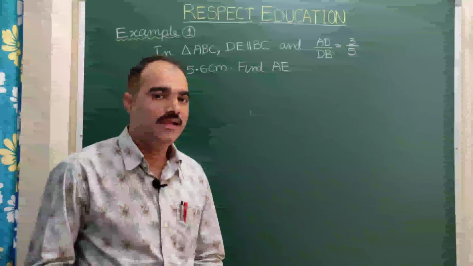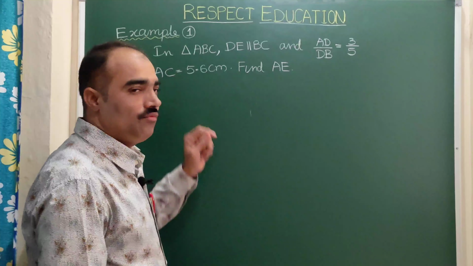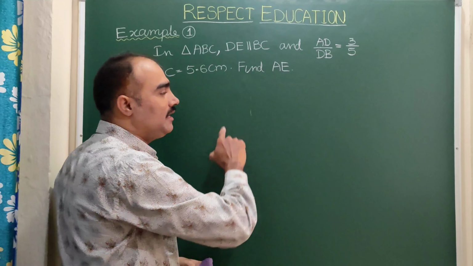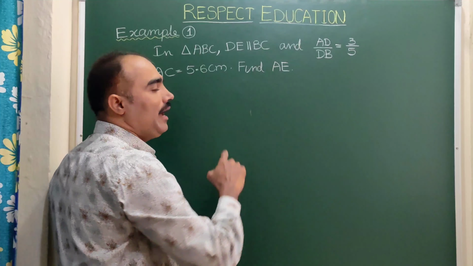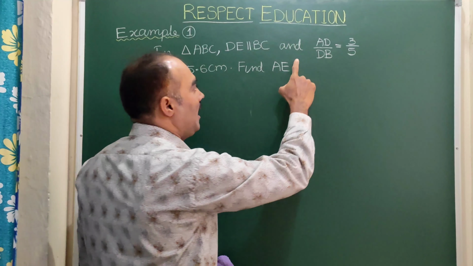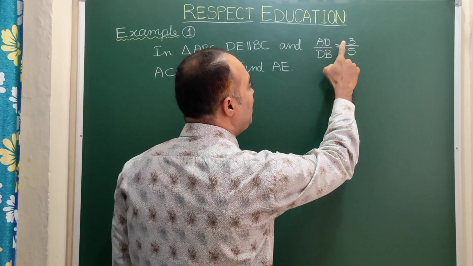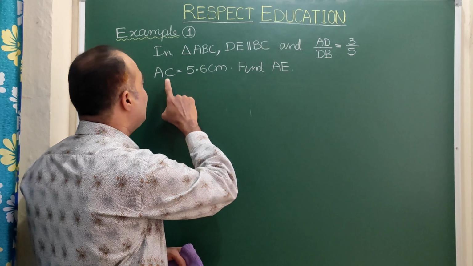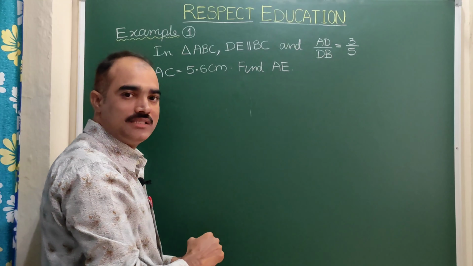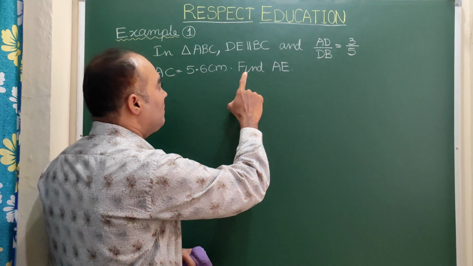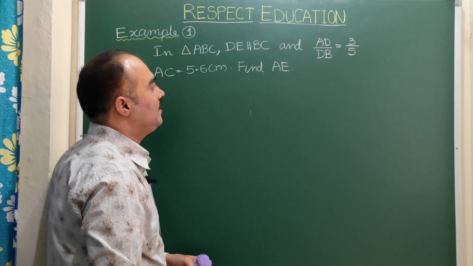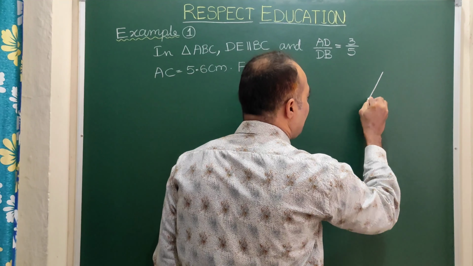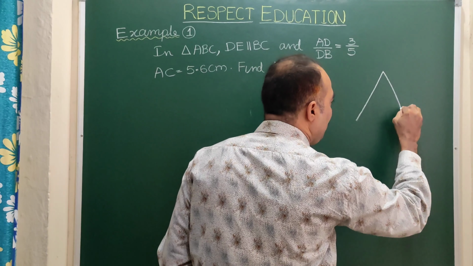Now we see example 1. In triangle ABC, DE is parallel to BC and AD by DB is equal to 3 by 5. AC is equal to 5.6 centimeter. Find AE. So here let us consider a triangle ABC.